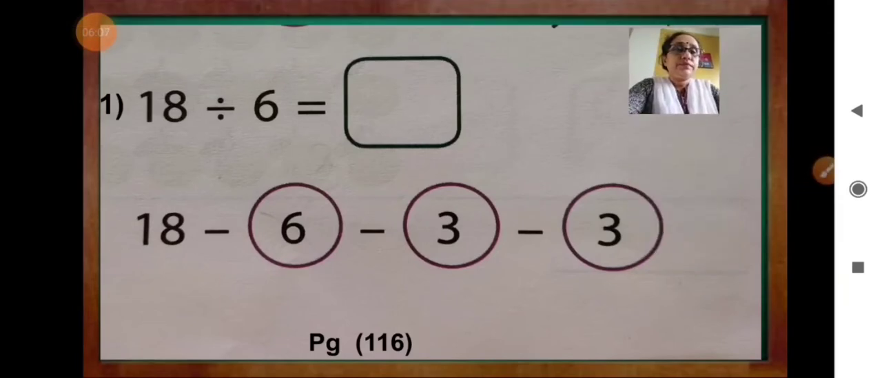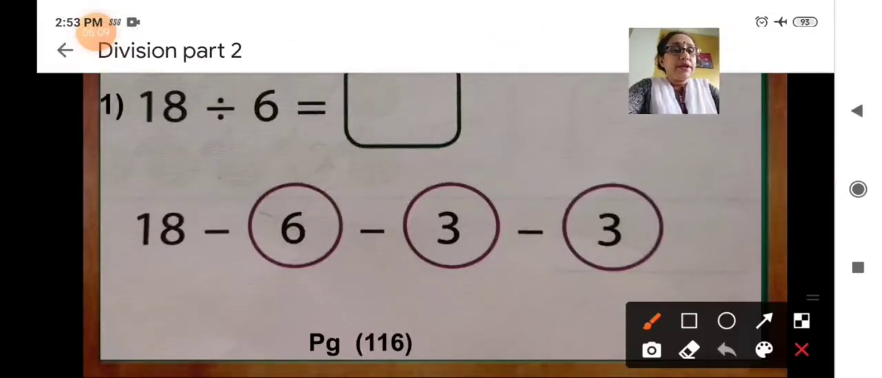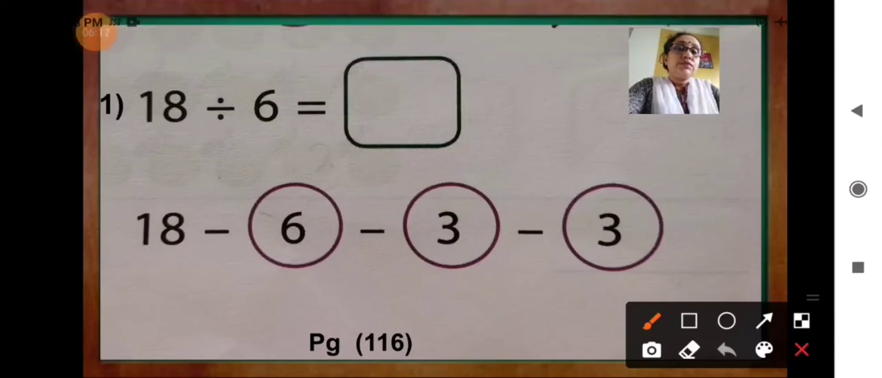Question 1. 18 divided by 6. To get the correct quotient, what you have to do? Say the multiplication tables of 6. 6 ones are 6. 6 twos are what? 12. 6 threes are 18. So write 3 here. Page number 116.